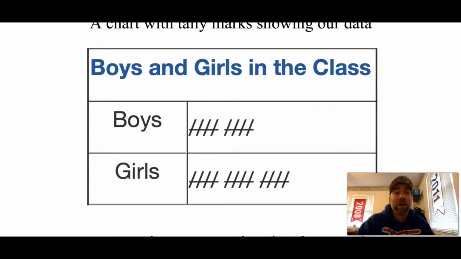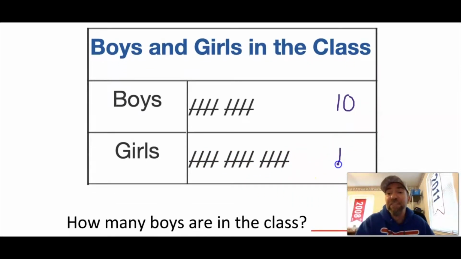10 tally marks. Now I like to write that number off to the side so that I don't have to keep counting it. I now know how many there are for the boys. And then I want to do the same for the girls. Every tally mark for the girls represents one girl. So let's see. We have 5, 10, 15. So I'm going to write 15 tally marks because there's 15 girls.